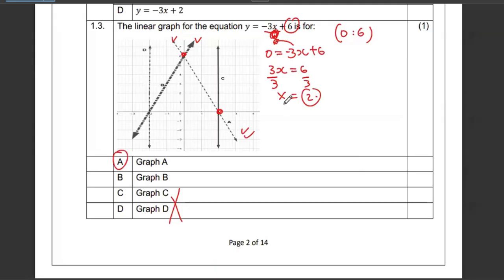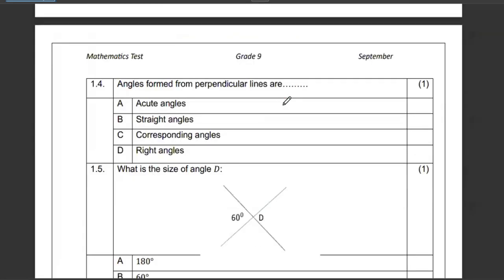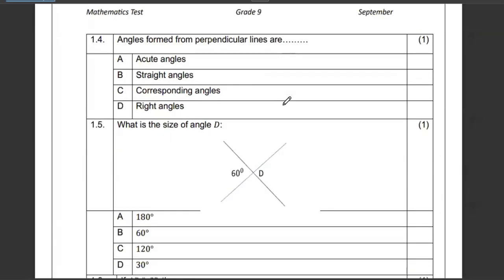Okay, then 1.4, they're telling us that angles formed from perpendicular lines are acute angles. Nope, they are straight angles. Corresponding angles, they are called right angles. Okay, angles that form 90 degrees.